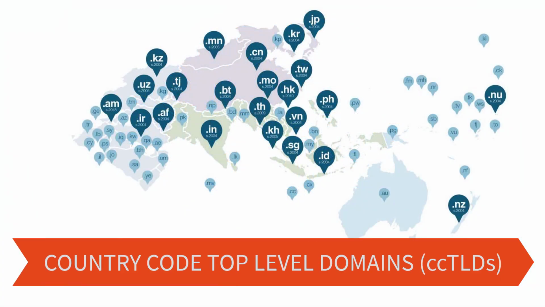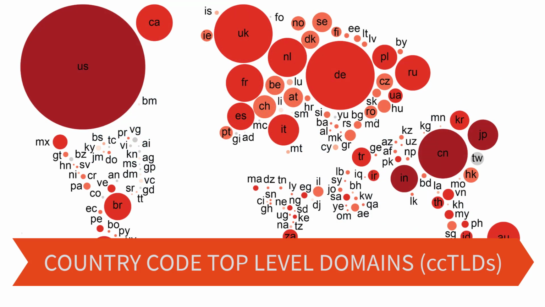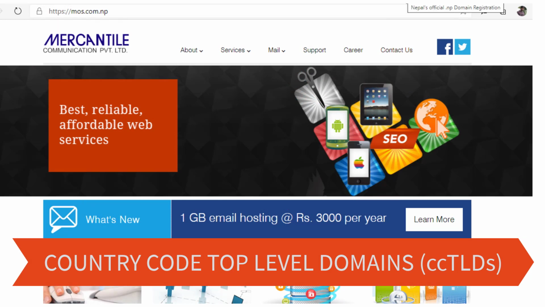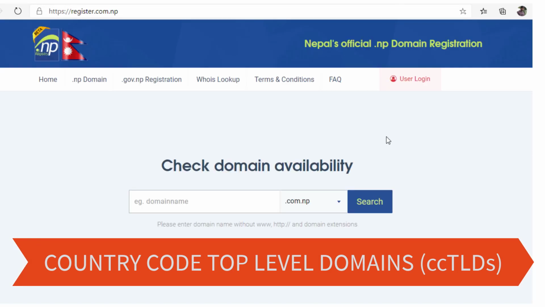The next is country code top level domain, also called CCTLD. Country code top level domains are country specific domain names which end with country code extensions like .np for Nepal, .uk for the United Kingdom, .de for Germany, .th for Thailand, .cn for China, .in for India, etc. They are used by websites that want to target audience in a specific country. Country-specific TLDs are administered by the entities of the specific country. For Nepal, Mercantile Communications is the .np CCTLD manager delegated by IANA.